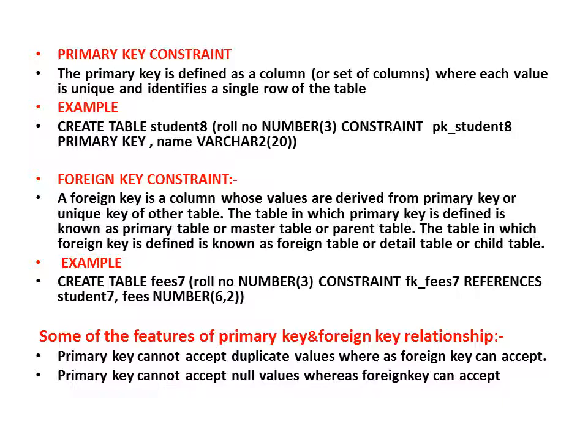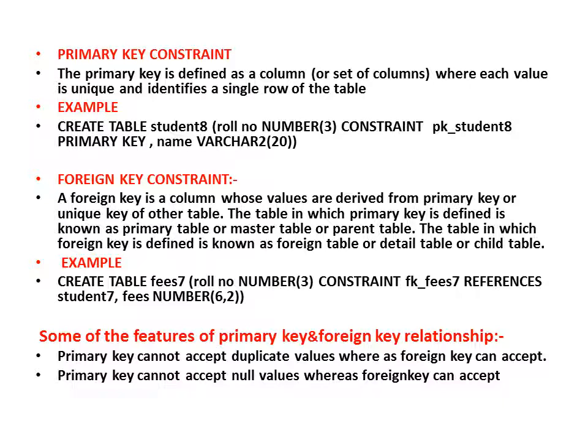Foreign key constraint. This constraint is set to a column of a table. The foreign key column value is derived from the primary key column. The table in which the primary key is defined is the parent table, and the table in which the foreign key is defined is the child table.